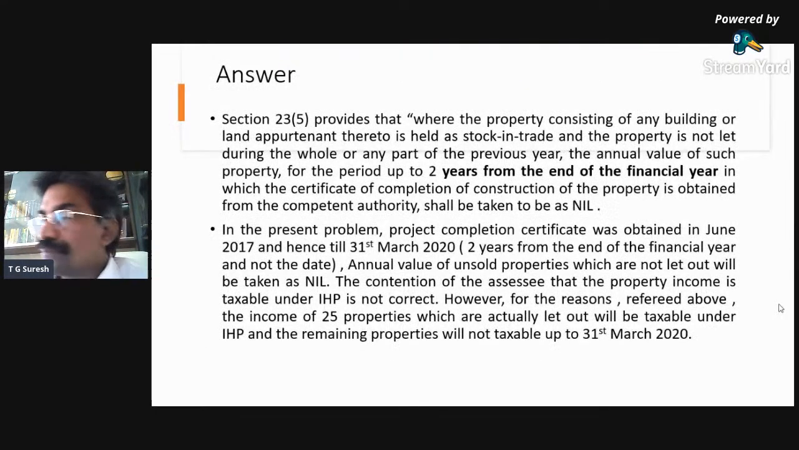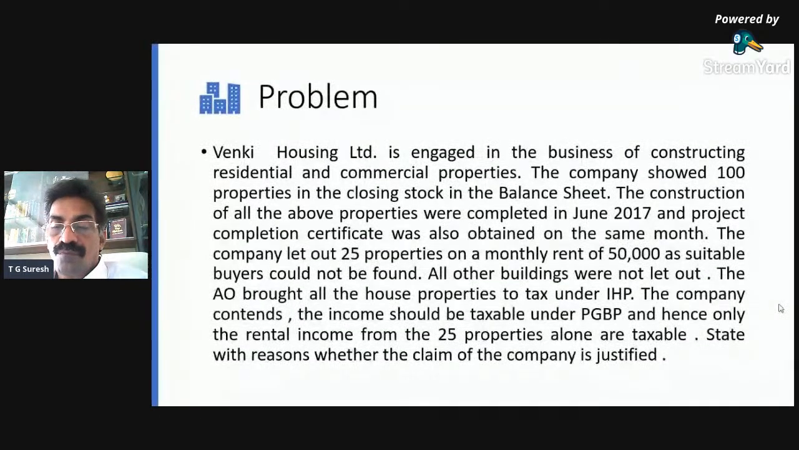Bharatwaj, you want to still see the question again? Bharatwaj, are you clear or you just want explanation for this question? Okay.